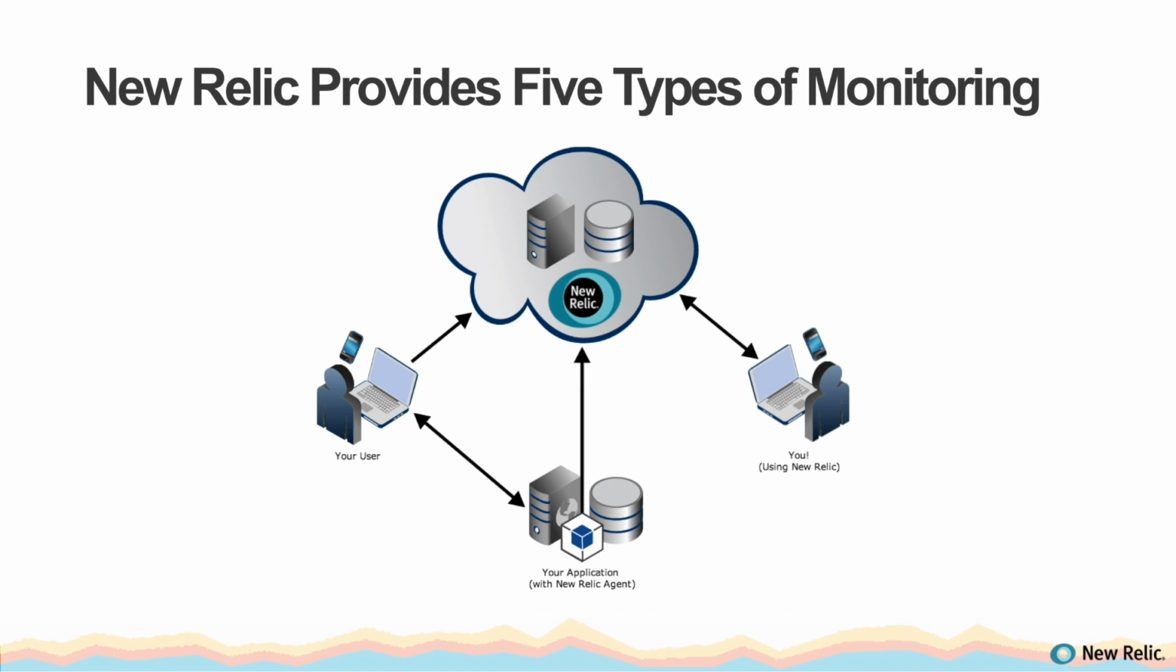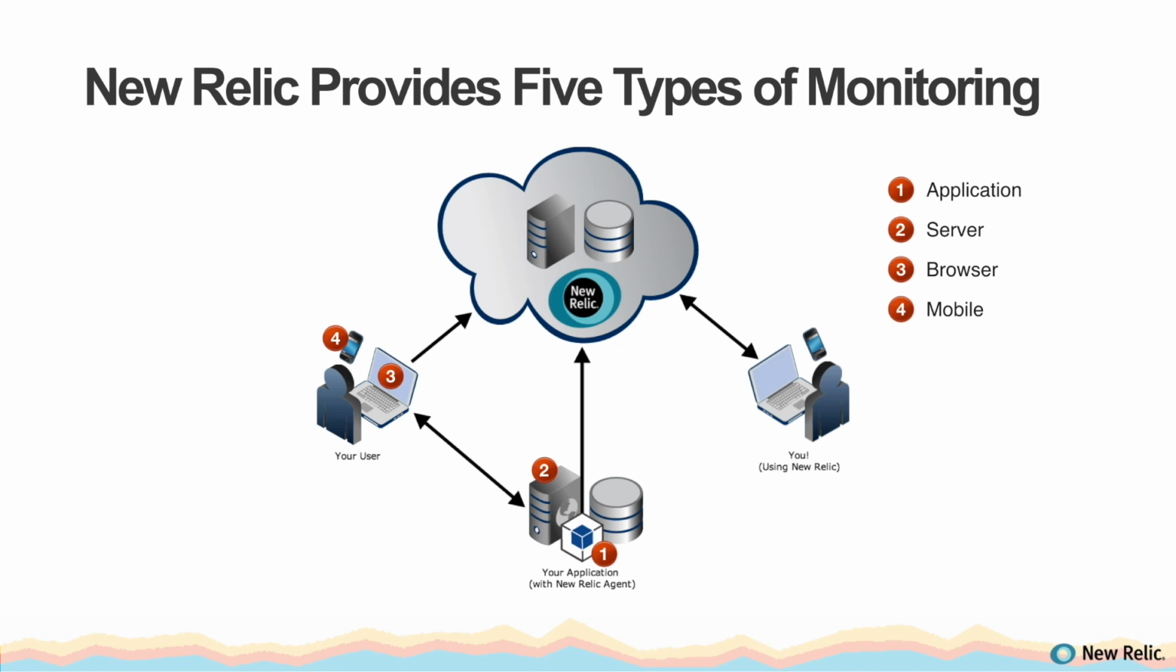So New Relic provides 5 types of monitoring. The first is application or code level monitoring using that language agent. The second is server monitoring at the operating system level. How much disk space, RAM, CPU is being used on each physical server. The third is browser monitoring using that lightweight JavaScript agent running in your end user's browser.